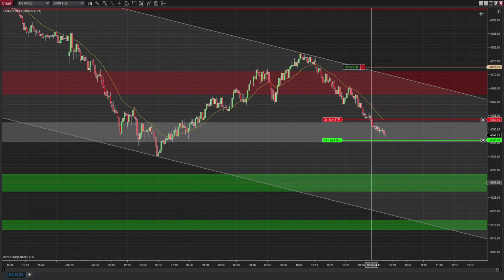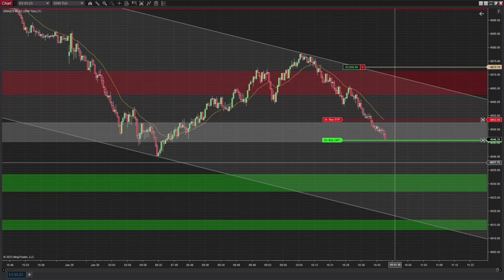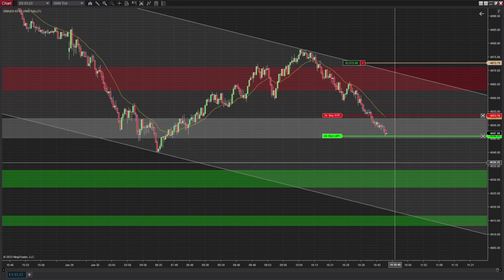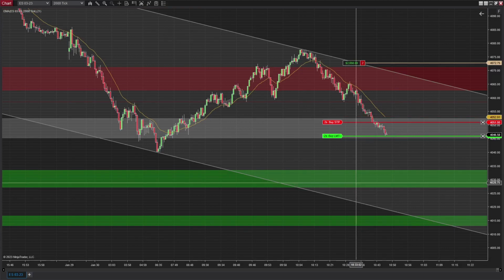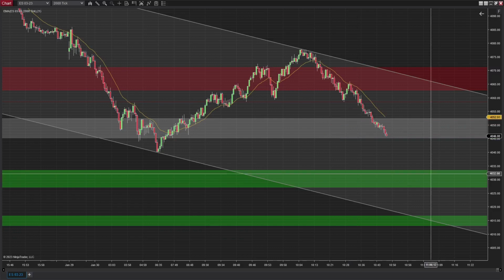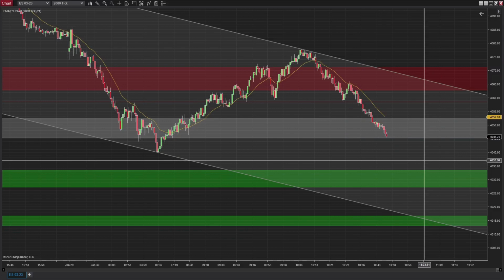Let's go. Come on. Oh, we just bounced off of that thing. Come on. Let's go, Bears. Come on, give me just one more tick below that low. Come on, right there. One more tick. Target filled. Let's go. Perfect. Oh man, what a great trade.